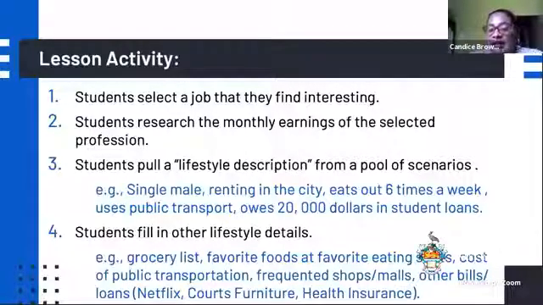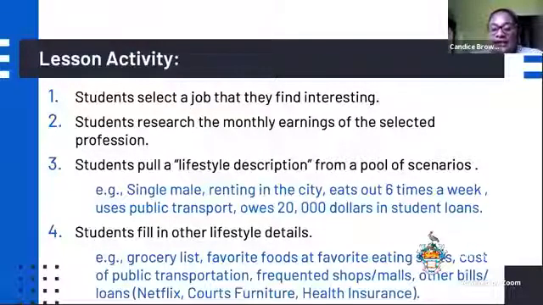And then the teacher will also give them some lifestyle details, things that perhaps they didn't even think about as a part of adulthood. So the grocery lists, bills, Netflix, light bill, water bill, all of those things. So the students will have this information and they will use it to create their budget.